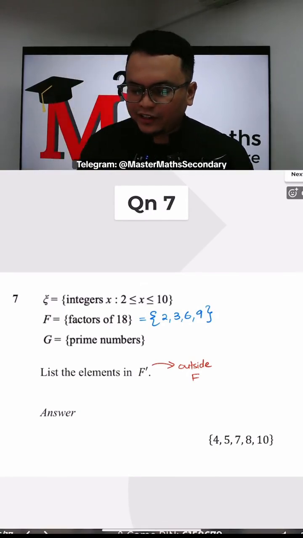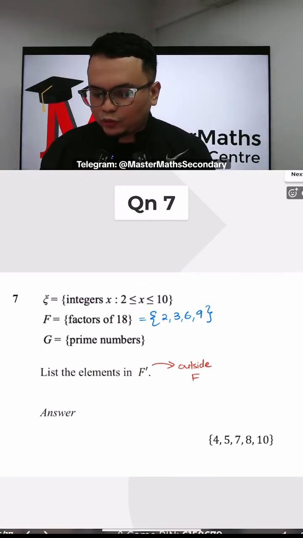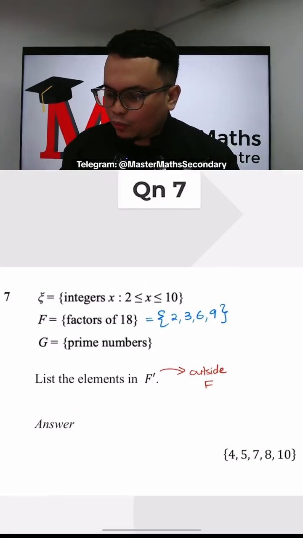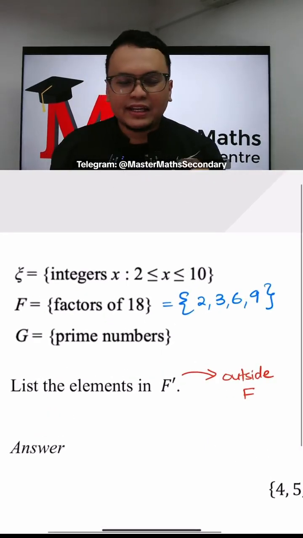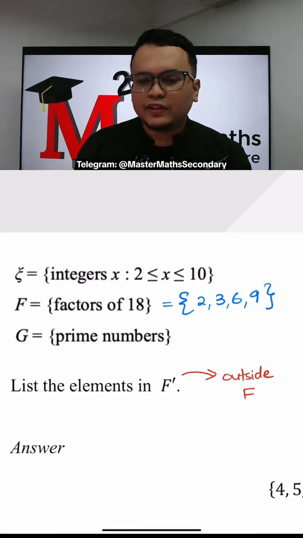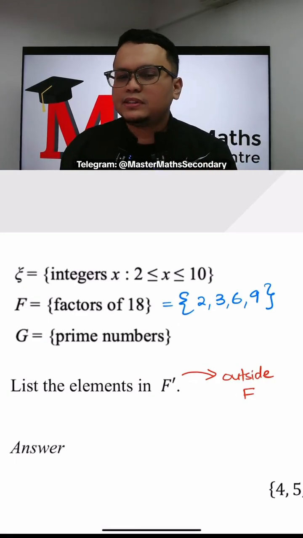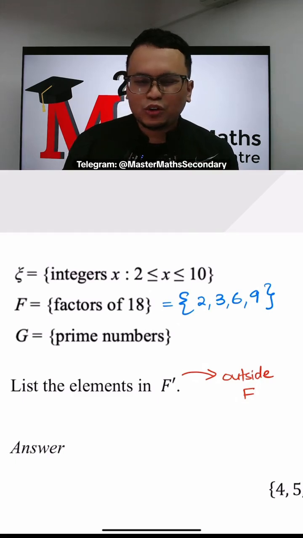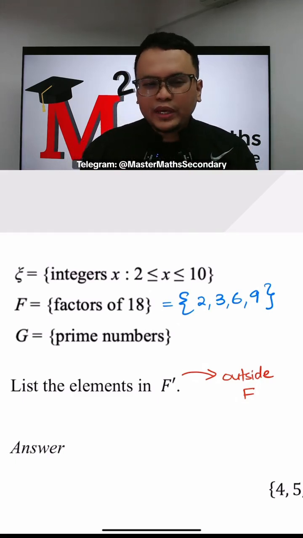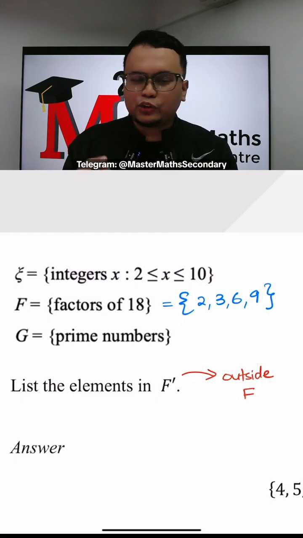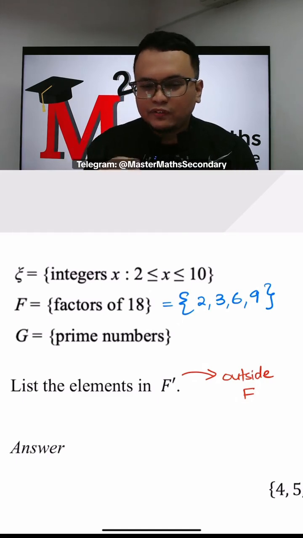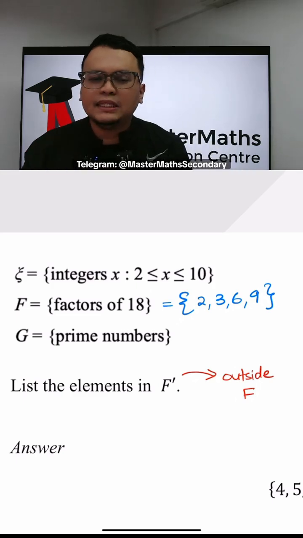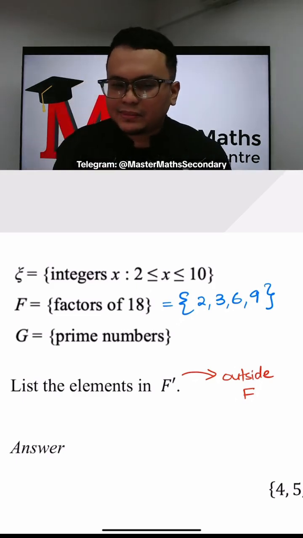Let's look at F. Elements of F would be 2, 3, 6, and 9. Now, why don't we include 1 and 18? 1 and 18 are also factors of 18, right? But because they are not found in the universal set. So always, guys, remember, you must always double check against your universal set. If it's not inside the universal set, it cannot be a member of the subsets F and G.